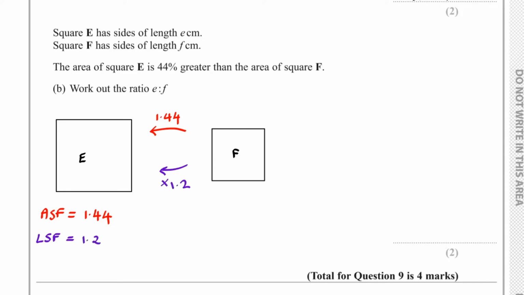So therefore, the ratio of E to F will equal 1.2 to 1. And if we write this in terms of whole numbers, multiplying through by 5 to involve no decimals, we have 6 to 5. Okay.